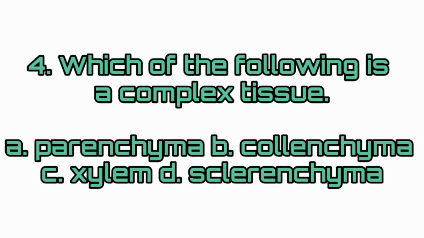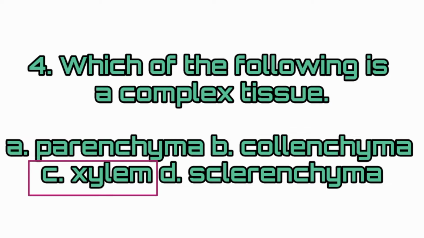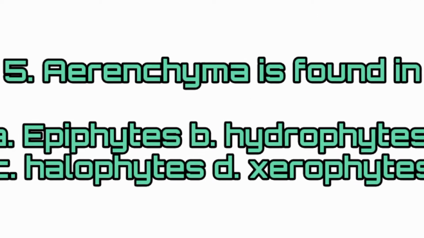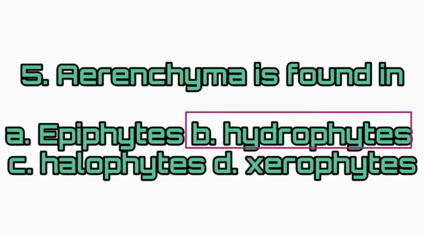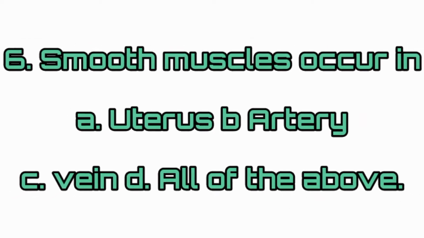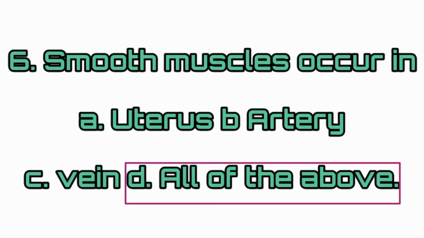Fourth question. Which of the following is a complex tissue? Answer option C, Xylem. Xylem is a complex tissue. Fifth question. Parenchyma is found in answer option B, Hydrophytes. Sixth question. Smooth muscles occur in option D, all the above. Uterus, artery, vein. Smooth muscles occur in uterus, artery, vein. So option D, all the above is the answer.